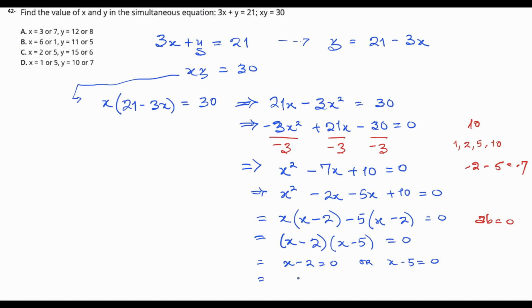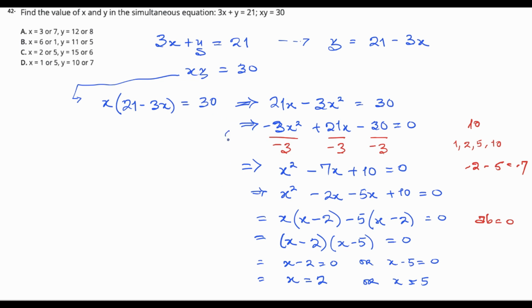And if we make x the subject of the formula here, we mean that x is equal to 2 here, or x is equal to 5 here. So now we have the two values for x. All we have to do is put these values in either of these two equations, and we'll get the values for our y's as well.